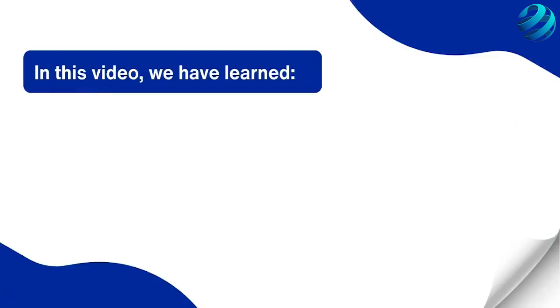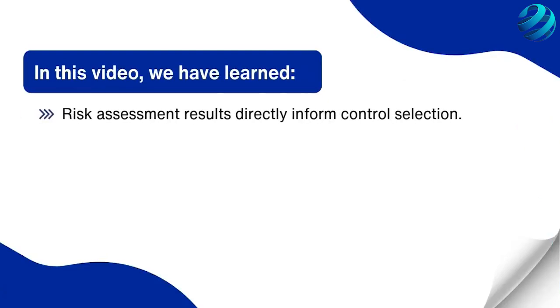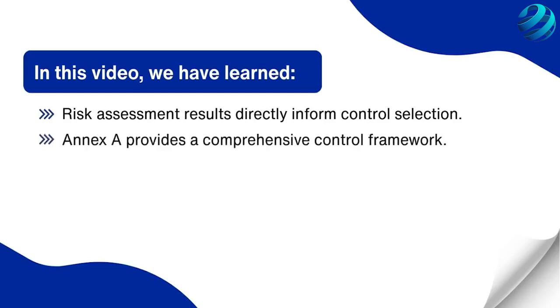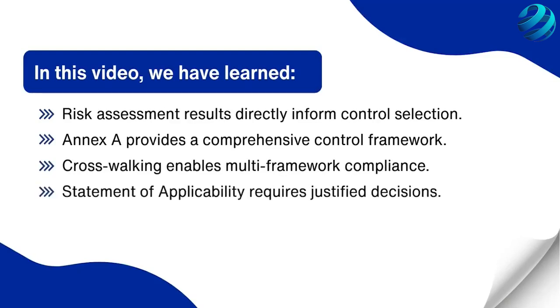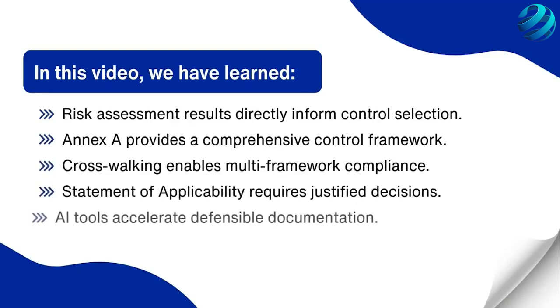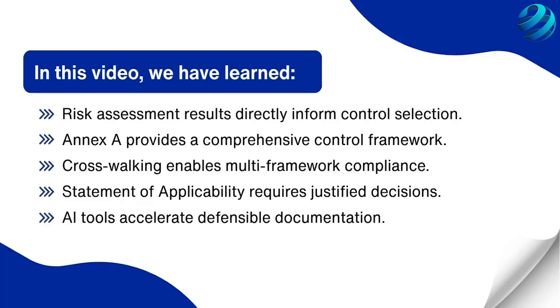Let's do a quick recap of the key learnings from this video. Here's what we've learned. Risk assessment results directly inform control selection. Annex A provides a comprehensive control framework. Crosswalking enables multi-framework compliance. Statement of applicability requires justified decisions. AI tools accelerate defensible documentation.